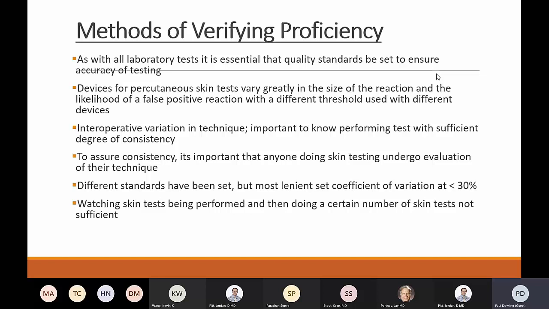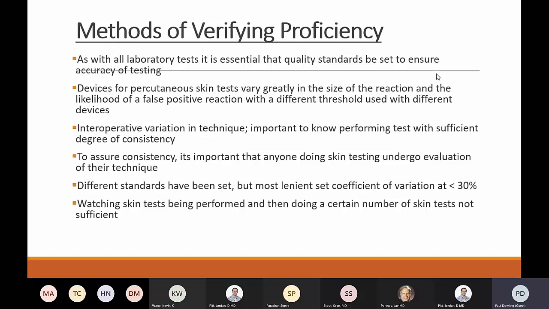So it's very important that when we're doing skin testing, that procedure be done in the best method possible with quality standards to ensure accuracy. Again, the devices vary greatly in size and the reaction, and the likelihood of false positive reactions, with different thresholds used for different devices. There's interoperator variation in technique. So every one of you, if you're doing a skin test, may have a different technique, and especially if someone really hasn't been trained to do it properly, they can just dip it and think they're pricking it, and they think that's sufficient.